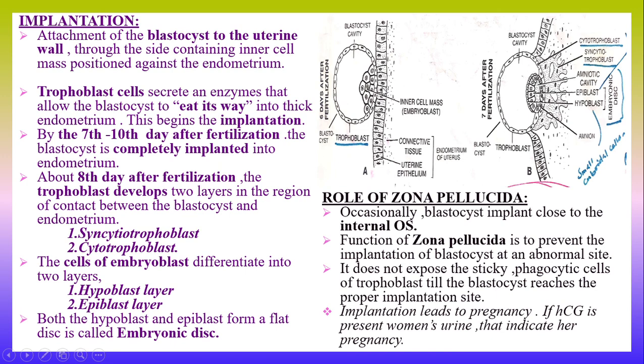That is called implantation. Okay, it is a blastocyst. Attachment of the blastocyst to the uterine wall through the side that contains the inner cell mass positioned against the endometrium. The part that attaches to the endometrium is the part where the inner cell mass is located. Okay, trophoblast cells secrete an enzyme that allows the blastocyst to eat its way into the thick endometrium.